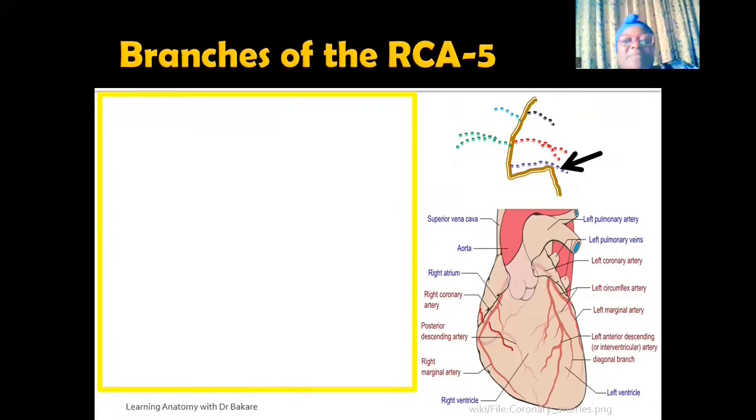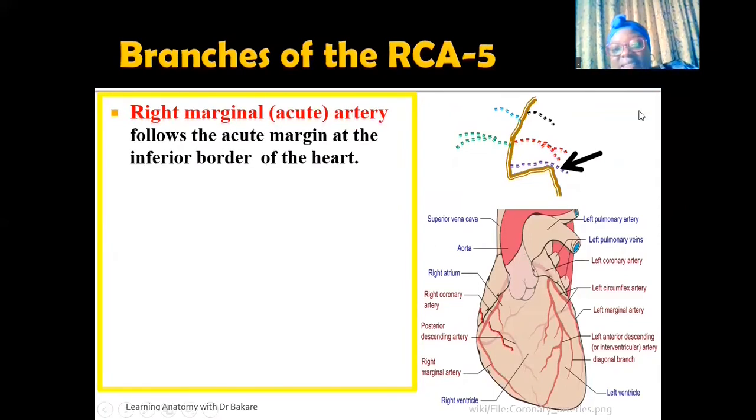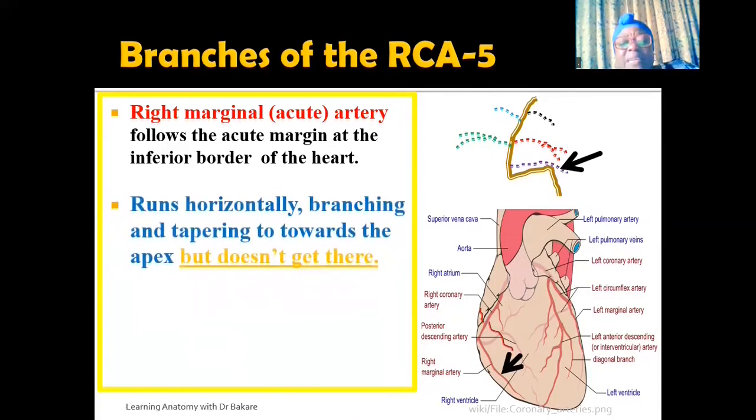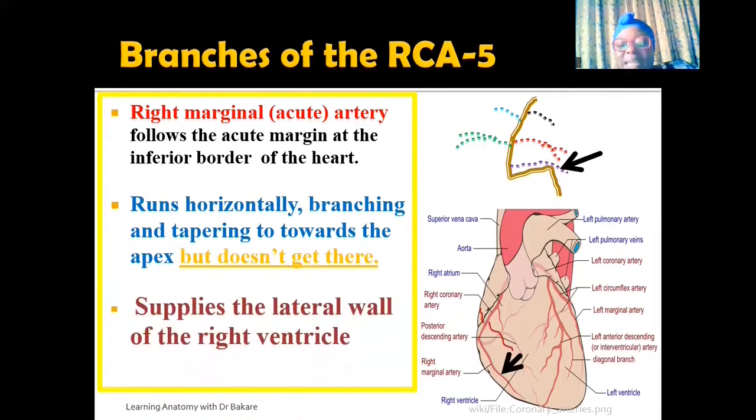The next branch is the right marginal artery, and this is the right marginal or acute artery, arrowed here in black. It is arcuate because it follows the arcuate margin of the inferior border of the heart. In this image down here, you see it tailing through the arcuate margin of the inferior border of the heart. So you see it running horizontally, and of course, finally branching up and tapping towards the apex of the heart. But it, of course, does not get to the apex of the heart. And this supplies the lateral wall of the right ventricle.